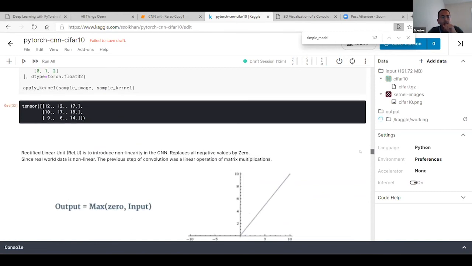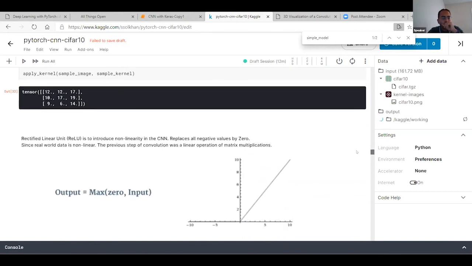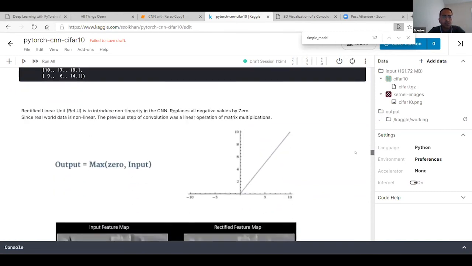Here, the second step in convolution is something called the rectified linear unit, or ReLU. It brings the non-linearity into the CNN, into the network. What it does is that all negative values that you get from the calculations, from your convolutions, you use the ReLU function, and anything that is negative, you make it zero. Anything that is positive, you keep it.